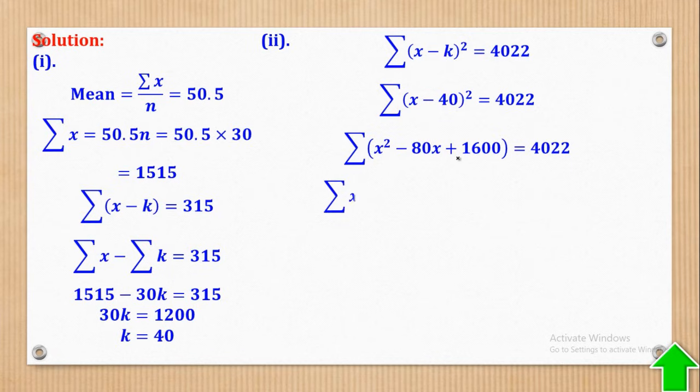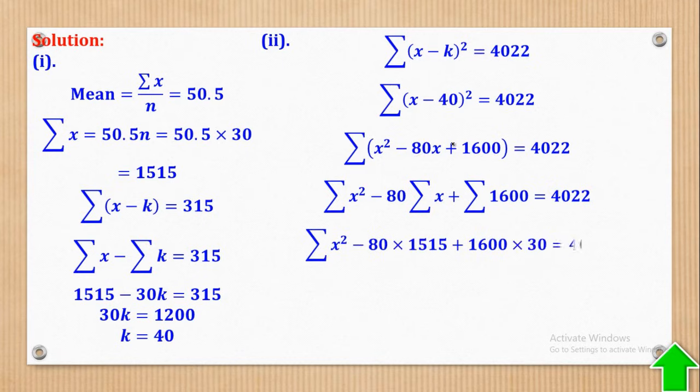Then from there I'll put summation on each. So this 80 is outside because 80 is a constant. Also here it is summation of 1600. But remember this one is also a constant, so it is like we're saying 1600 plus 1600 plus 1600, 30 times, so it's the same as 1600 times 30.